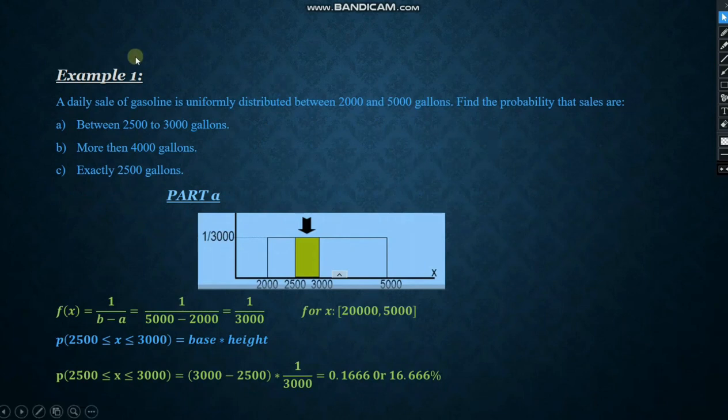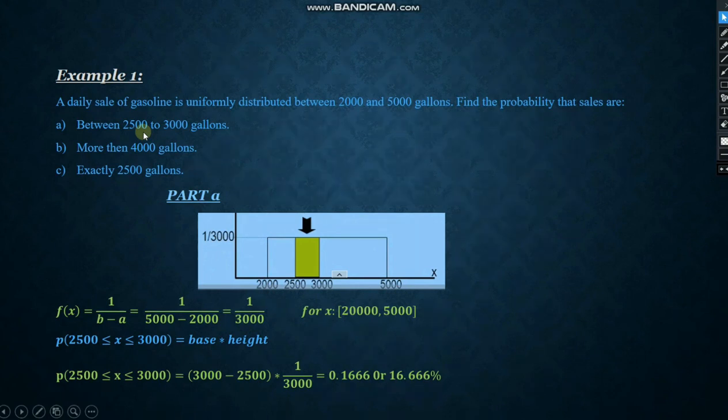Now we are moving towards our first example of uniform distribution. The question says that a daily sale of gasoline is uniformly distributed between 2,000 and 5,000 gallons. Find the probability that sales are between 2,500 and 3,000 gallons, more than 4,000 gallons, and exactly 2,500 gallons. For this example, the value of the density function remains the same for all three parts because there is no variation in the y-axis value. The y-axis value is always consistent, but the values on the x-axis vary.